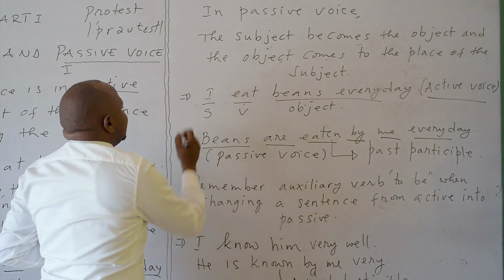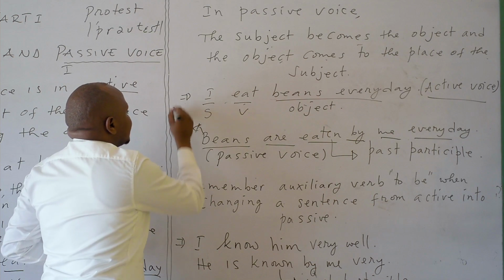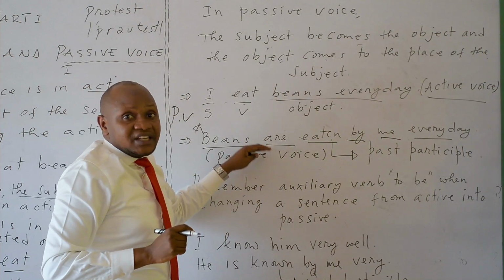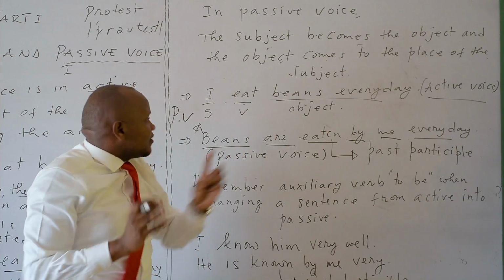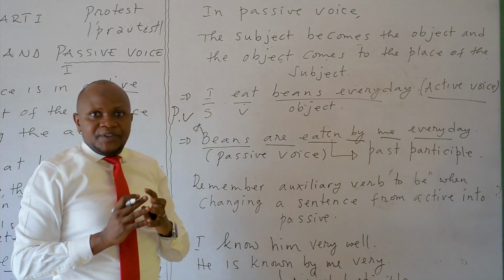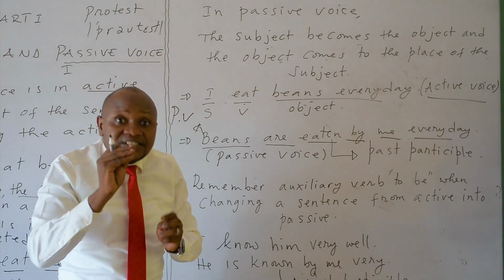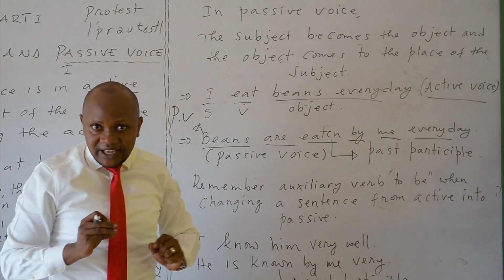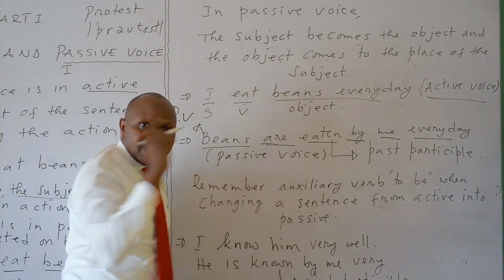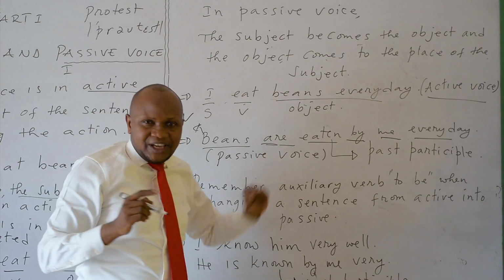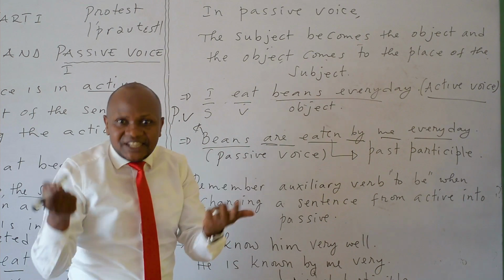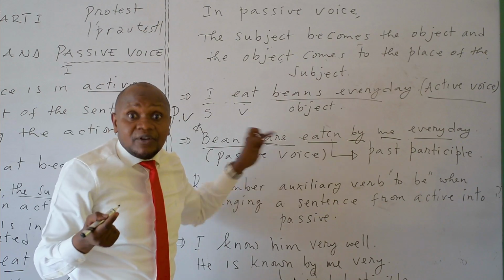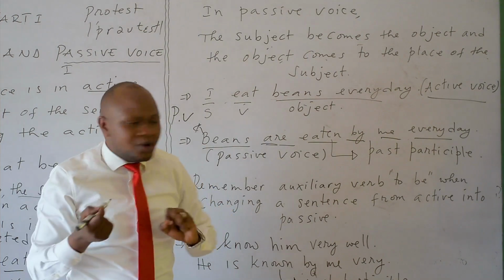This sentence is in the passive, this one is a passive voice, because it comes from this active voice. I eat beans every day. Beans are eaten by me every day. We are going to see in part two why this R came in. Why this R? Beans are eaten by me every day.